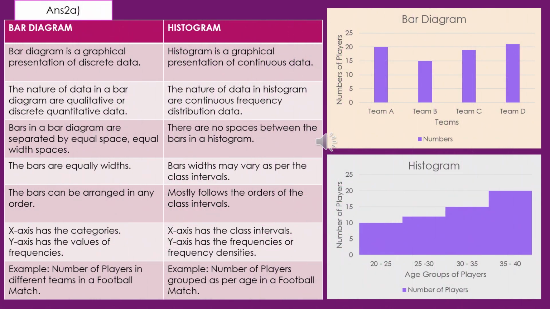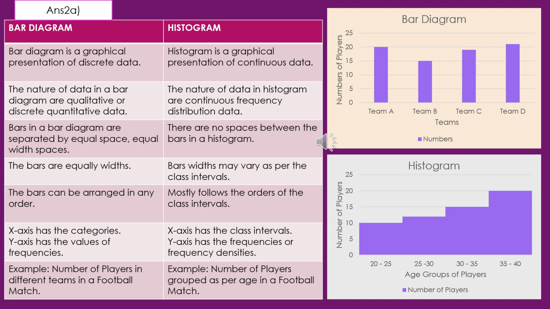Now answer 2A, which is distinguish between bar diagram and histogram. So what is the distinction? Here the distinguishing factors are: a bar diagram is a graphical presentation of discrete data, that is, certain values. So these are the discrete data. A histogram is a graphical presentation of continuous data.